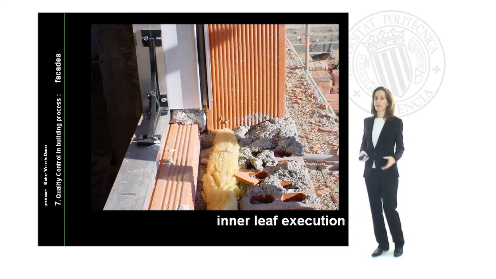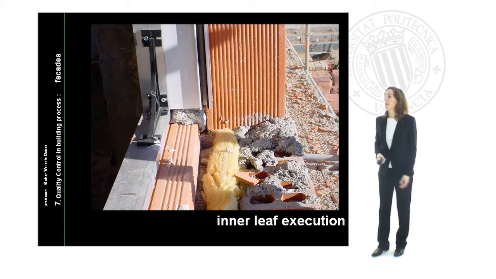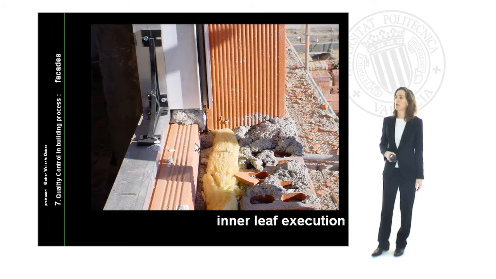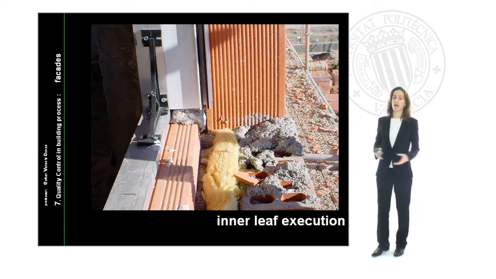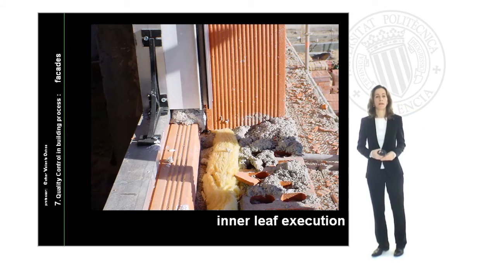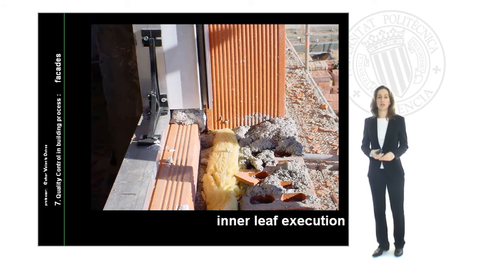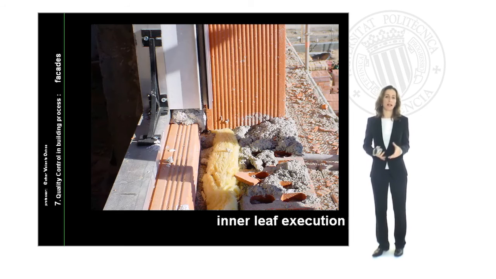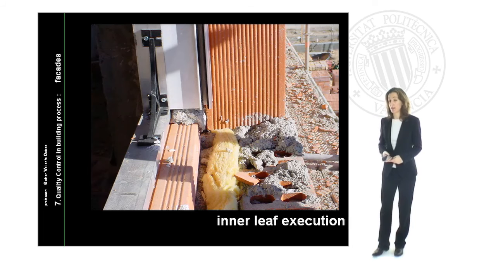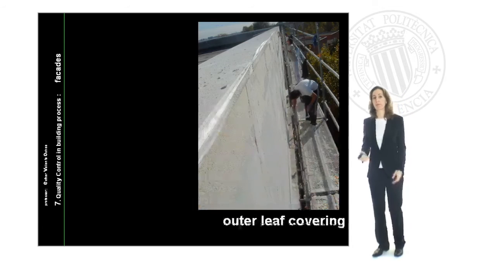In other cases, the inner leaf is up to the isolation. In this case, it's fiberglass. And here we have a nice example of the three leaves that will compose our facade: the external leaf, the isolation and the inner leaf. In this case, a different isolation that will cover the thermal and the acoustic isolation that we'll need for the comfort in the internal area of our building.